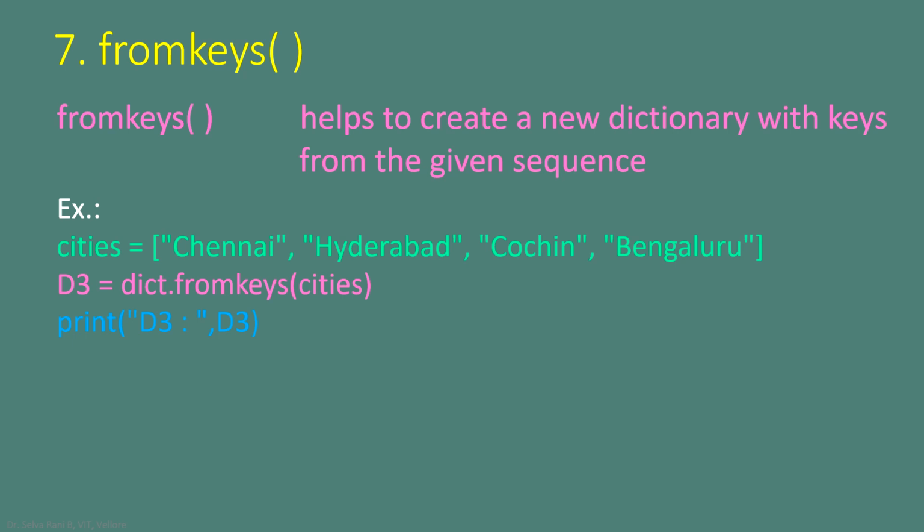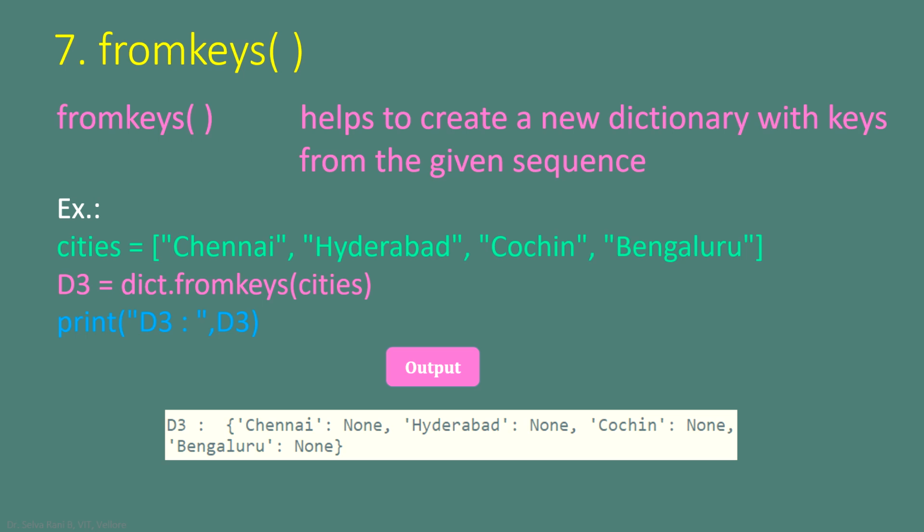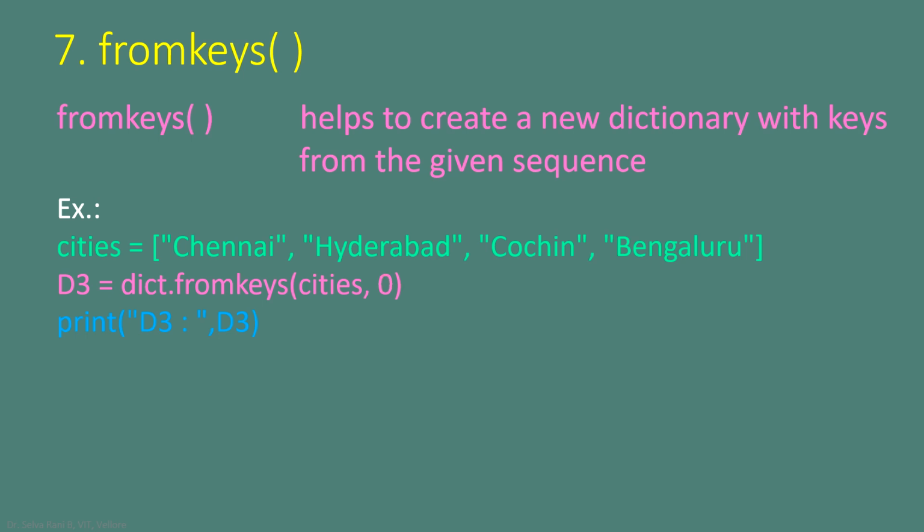The next statement print will print the newly created dictionary D3 by using the cities as keys. The output is D3 with Chennai as the key, None as the value. Hyderabad as the key, None as the value. Cochin as the next key, None as the value. Bengaluru as the key, None as the value. Since we didn't mention any values, the created dictionary was having None for all the values by default.